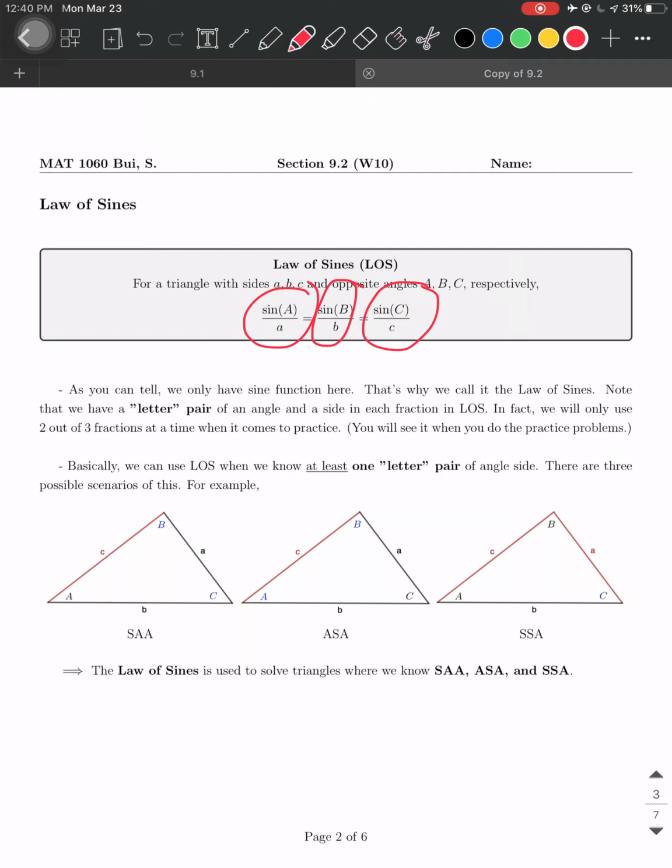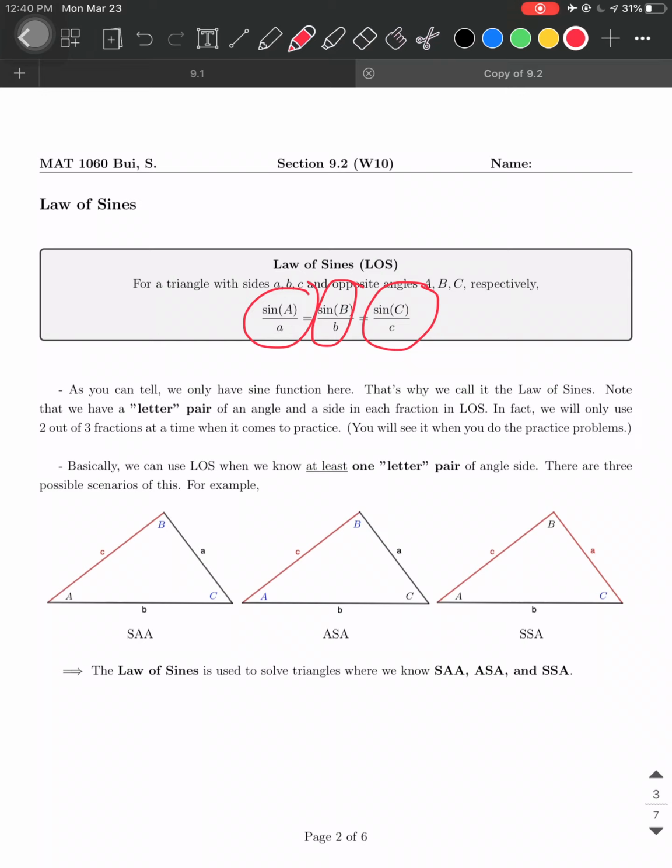In fact, you don't have to use all three of them; they just list them all here, and you have the option of setting the pair of A's equal to the pair of B's, or setting the pair of A's equal to the pair of C's. It depends on what you have, and it depends on the problem. You will see it in a moment when we actually do the problems.